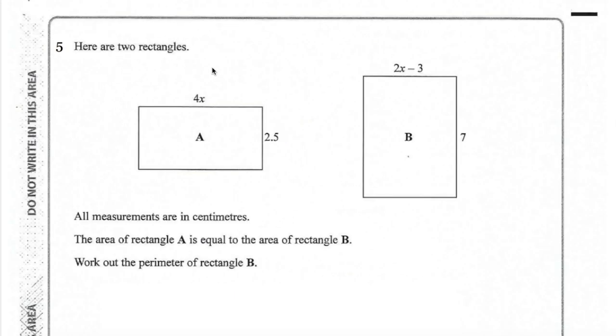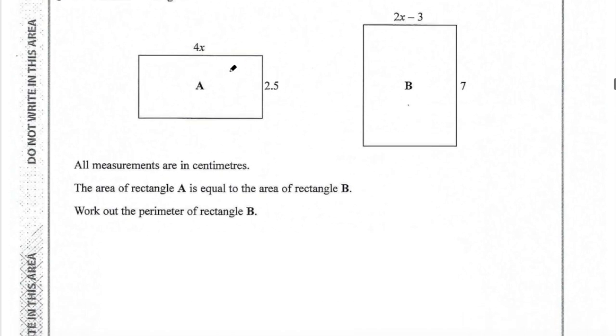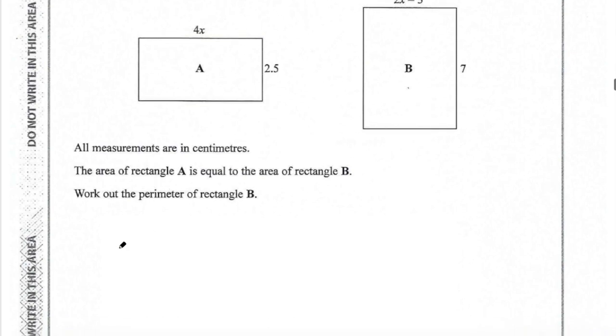Question 5 says here are 2 rectangles. All measurements are in centimeters. The area of rectangle A is equal to the area of rectangle B. Work out the perimeter of rectangle B. So because we know the areas are equal, we can say that these 2 sides multiplied together equals these 2 sides multiplied together. So that's how you find the area of a rectangle.